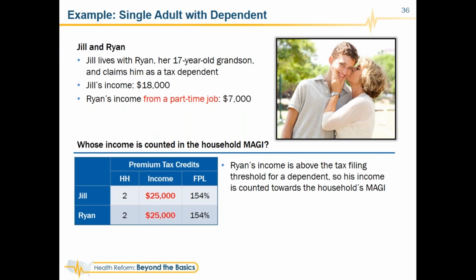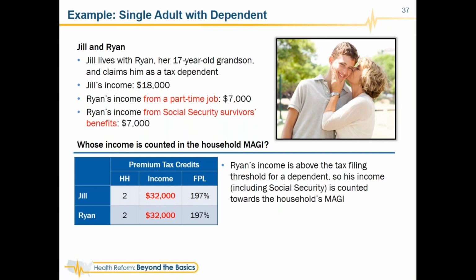But let's make a change. Let's say that Ryan's income is not from Social Security. In fact, it's from a part-time job. Well, in that case, remember a few slides ago our definition of when a dependent has a filing requirement. We said that they have a filing requirement if they have earned income of more than $6,350, and here Ryan does. And so Ryan does have a tax filing requirement as a dependent, and so his income is going to be counted toward the household's MAGI.